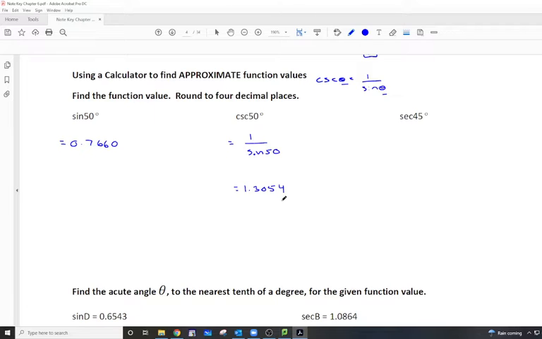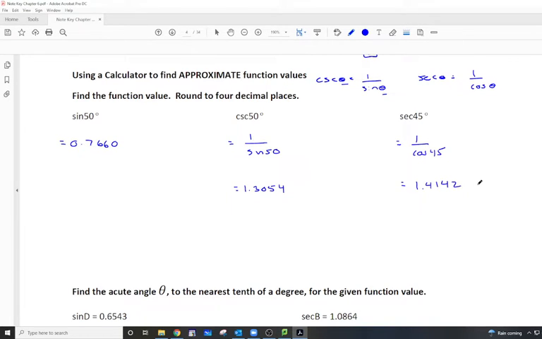So now I want you to pause the video and give this next one a go. Plug into your calculator secant 45. So the first thing you have to realize is that secant theta is equal to 1 over cos theta. So I'm going to plug in 1 over cos 45. Oh, 4s, man, they're the bane of my existence. 45. There we go. So now I'm going to type in 1 divided by cos 45 equals, and I get 1.4142.